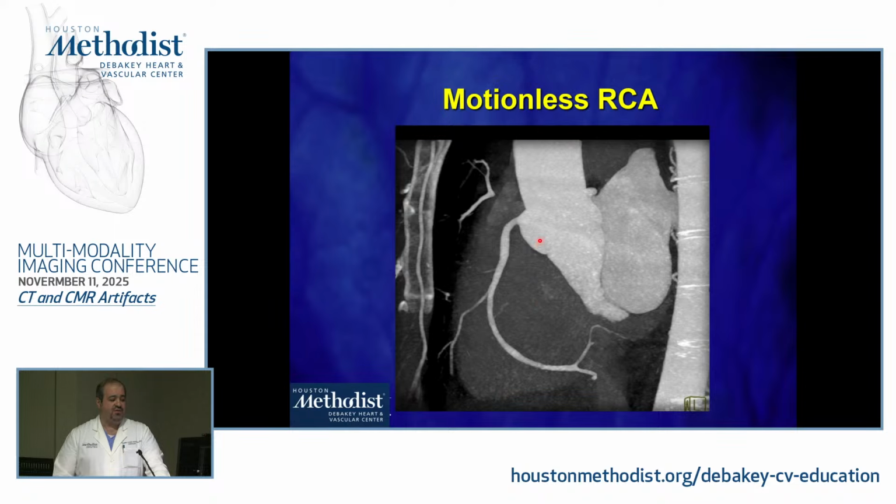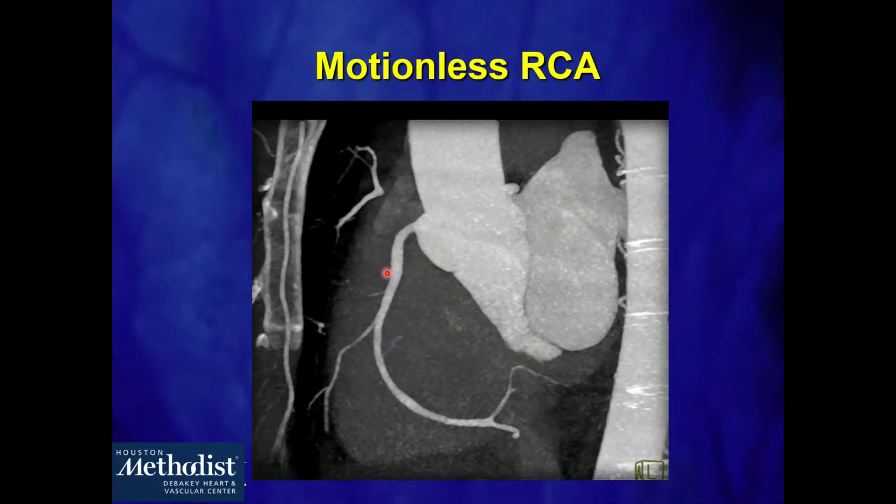This is what I need to get. This is a sagittal view. Here's the right coronary cusp. Here's the RCA. I want to be able to generate an image and freeze the motion of those coronaries and get a motionless right coronary artery.